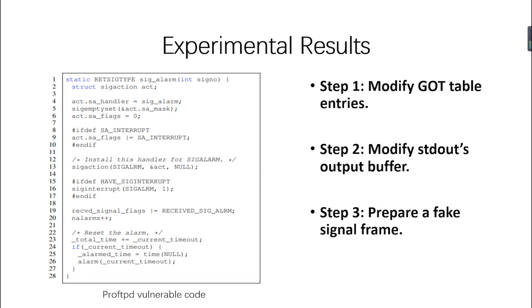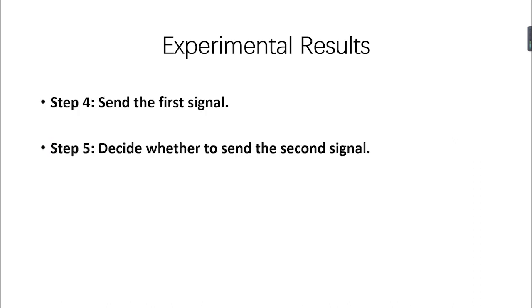The attack steps are as follows. We first modify GOT table entries to use the put function and sleep function to replace the sigemptyset function and alarm function. Then we modify the pointers in the stdout object's FILE structure to make the put function do the attacker's work. Third, we prepare a fixed signal frame on the stack. Then we can send a signal.